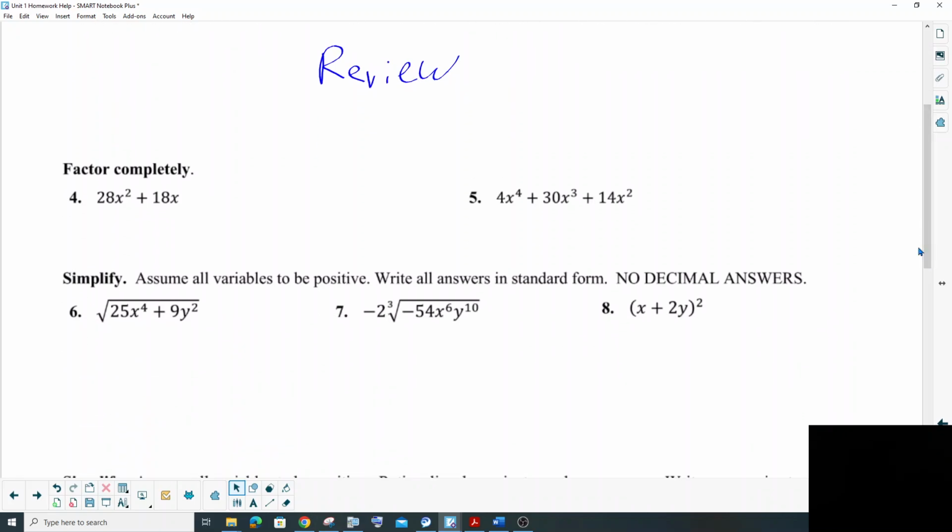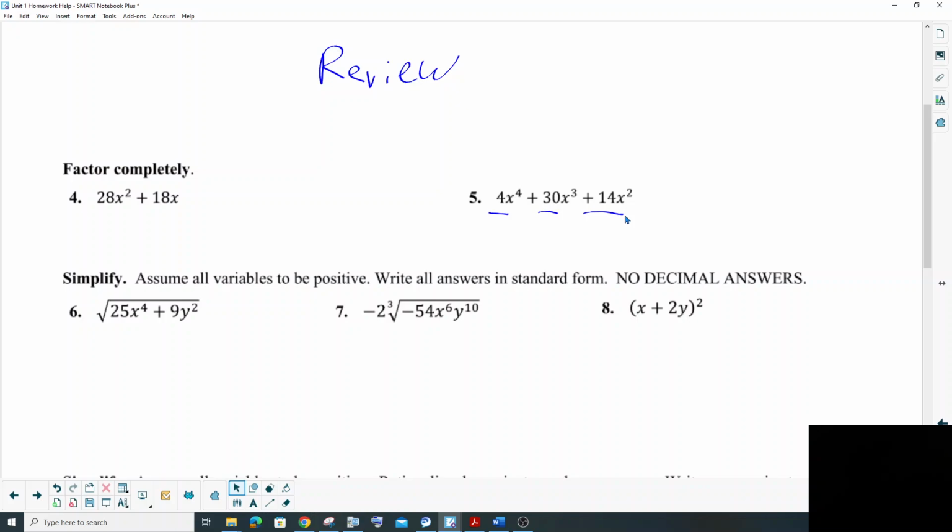So here's number 5. We have a GCF, a greatest common factor. We're going to ask you guys, what do you think is the greatest common factor in these 3 terms?